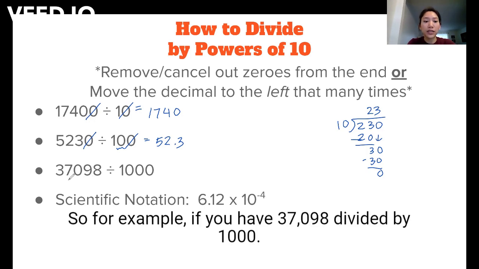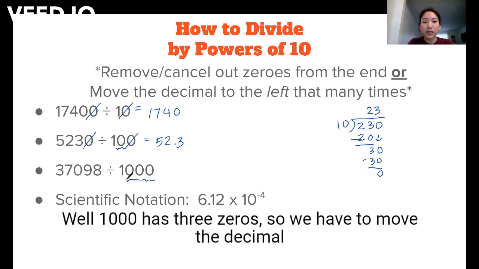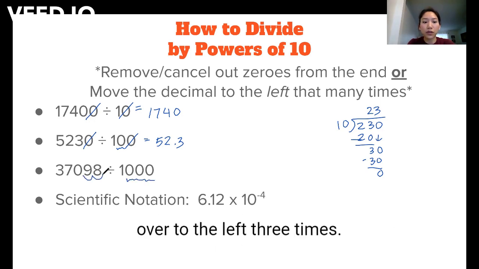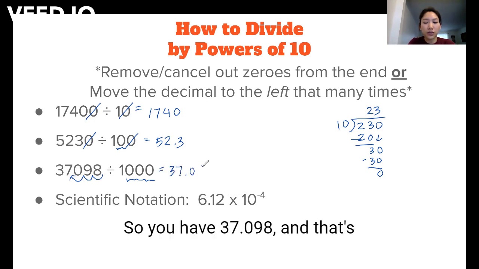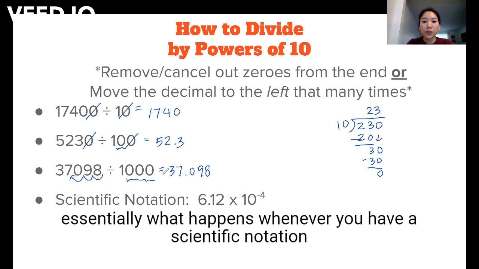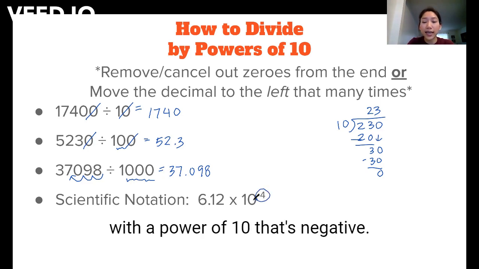What if you don't have any zeros to cancel out with at the end at all? So for example, if you have 37,098 divided by 1,000, well, 1,000 has 3 zeros, so we have to move the decimal over to the left 3 times. So we have 37.098.